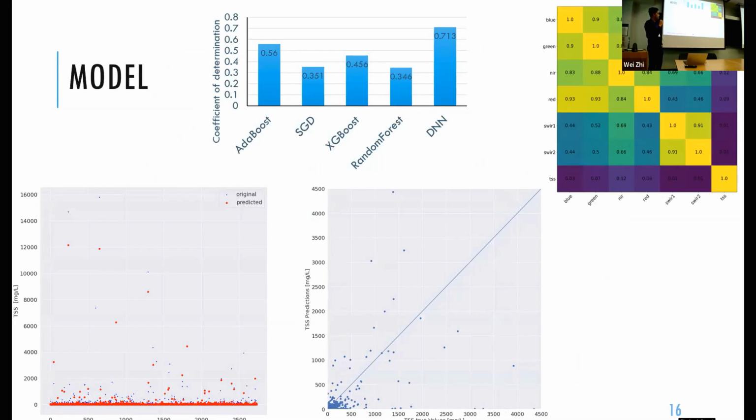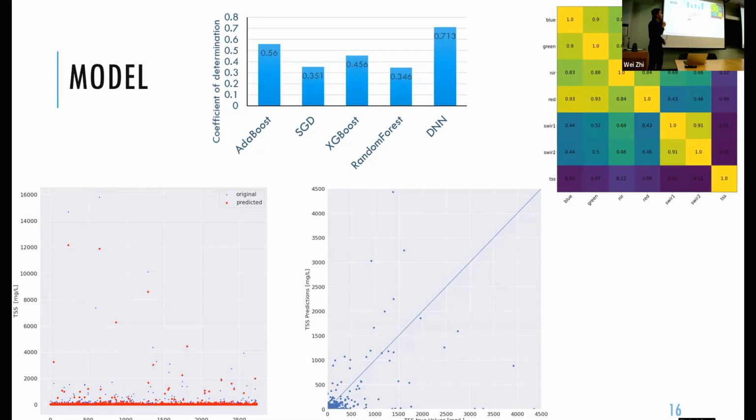And this is the result. So we tested different models. We got AdaBoost, SGD, XGBoost, random forest, and deep neural network. The best one was deep neural network with the R square of 0.7. So it didn't do relatively good, and it's mainly because we're taking point estimates and not the images. So what's next for our study is to now delineate river systems and look at the imagery and do a convolutional neural network instead of a deep neural network, or 2D instead of 1D.